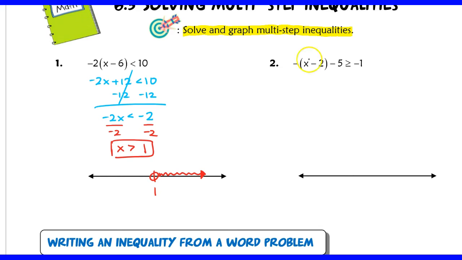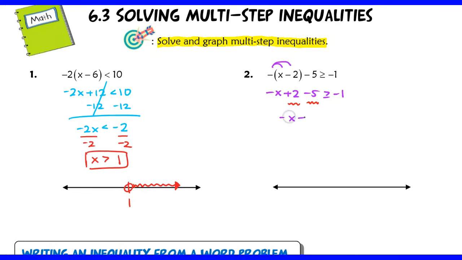We're going to distribute here. And we're left with -x plus 2 minus 5 is greater than or equal to -1. Now on the left-hand side here, I can combine like terms. See how I have a +2 and a -5? I can combine those together, so I'm left with -x minus 3 is greater than or equal to -1.